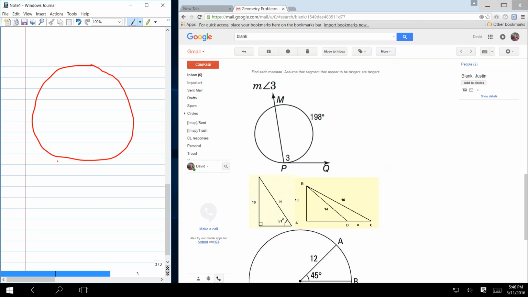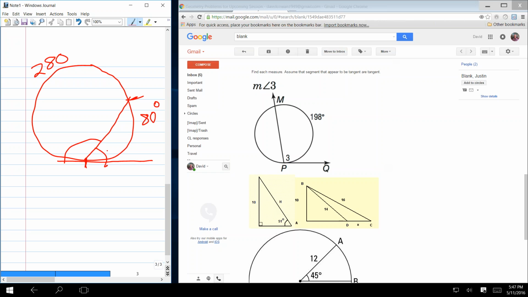Here you have a tangent line with a chord. Let me just do the basic one first. Let's say that's 80 degrees, the measurement of that arc. What's the measurement of the big arc if that's 80? That's going to be 280, right? Because the whole circle is 360. And this angle and this angle have to total 180, right? Because they're a linear pair.